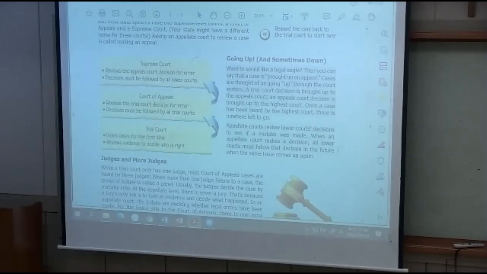When an appellate court makes a decision, all lower courts must follow that decision in the future when the same issue comes up again. So courts have been ruling, well, according to Roe versus Wade, the state of Mississippi or the state of Texas, they can't pass laws to make abortion illegal. But, and so these federal courts have been striking down these laws that have been passed over the years since Roe versus Wade, particularly in the 1980s and 1990s.